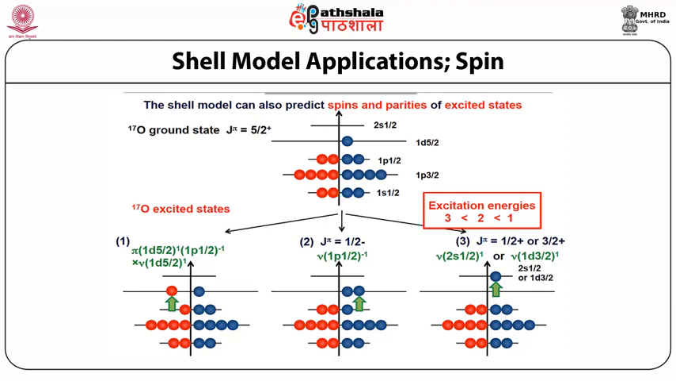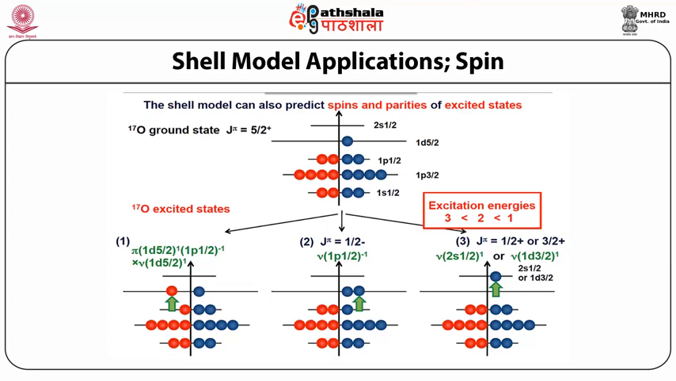In the third scenario, the odd neutron in the d5/2 orbital is excited to the 2s1/2 orbital or the 1d3/2 orbital, because the 2s1/2 and 1d3/2 orbitals are very close in energy. So, the odd neutron, that is the 17th nucleon in oxygen-17, can be excited to either the 2s1/2 orbital or the 1d3/2 orbital. Depending upon which one, there can be two spin states possible.